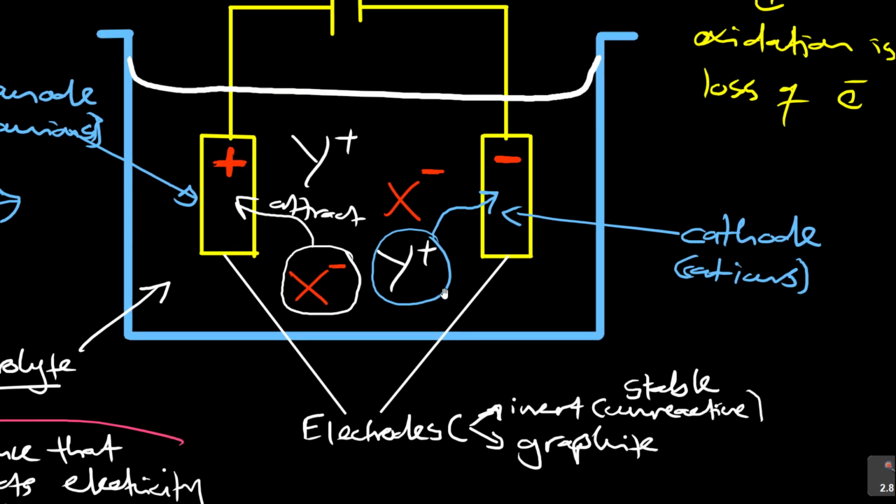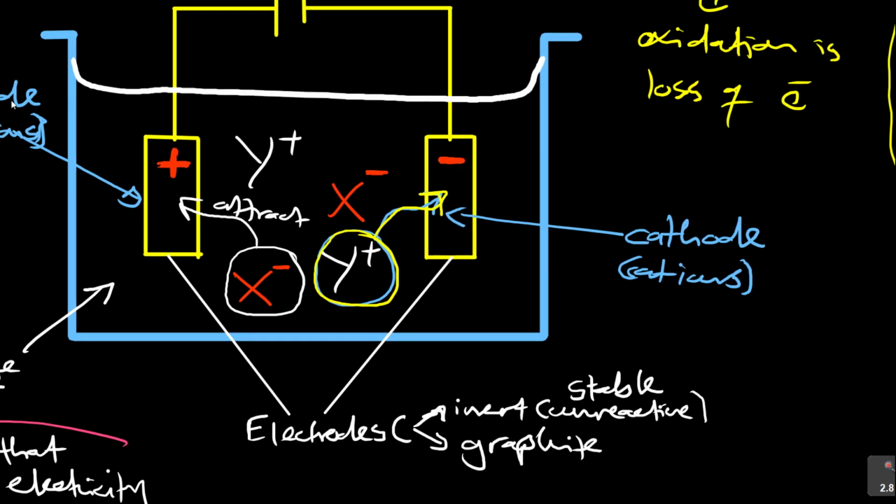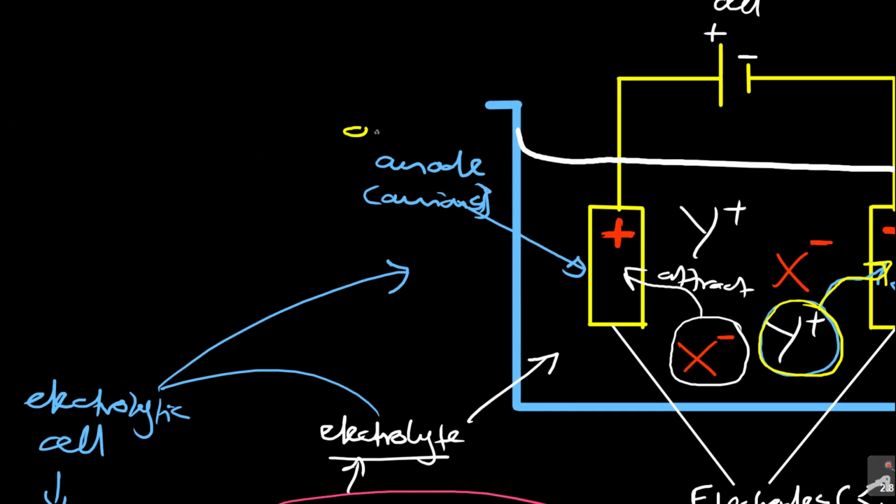We are saying the positive, which is the cations, will be attracted to the cathode, and when they are attracted to the cathode, they are going to gain electrons. They are going to the negative, they are going to gain electrons. Hence at the cathode, reduction takes place, meaning there is a gain of electrons here. And what about at the anode? At the anode, oxidation takes place. Remember, oxidation is the loss of electrons.